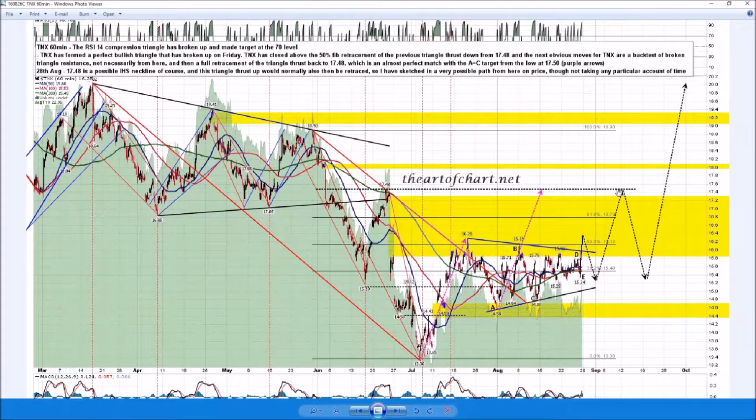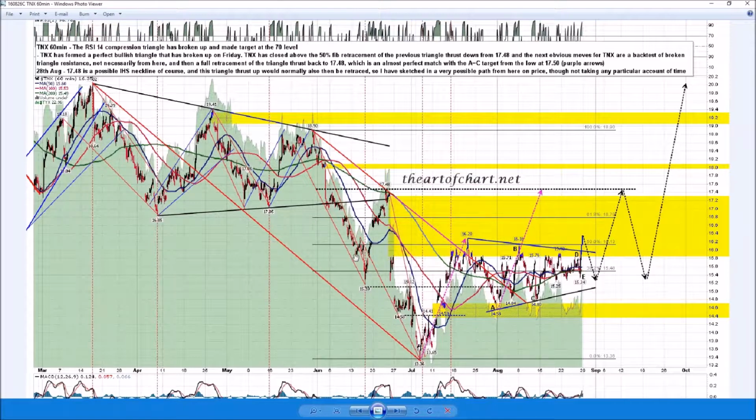Then we would see the thrust out of the triangle. Then we would see a retracement of the triangle. And then we would see another move up, which is beyond the triangle at that stage. But I'll explain why I was doing that. Now I was using various other things to calculate the price. For instance, this level here, which is 17.5, I was using as A equals C, i.e. this thrust here would be the same length as that thrust there.